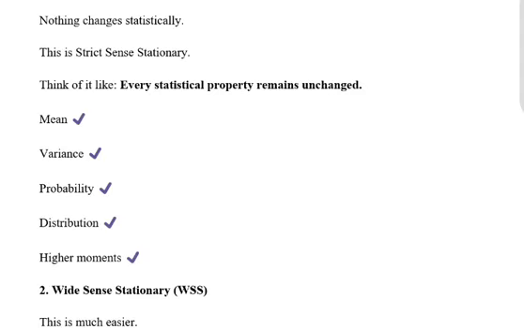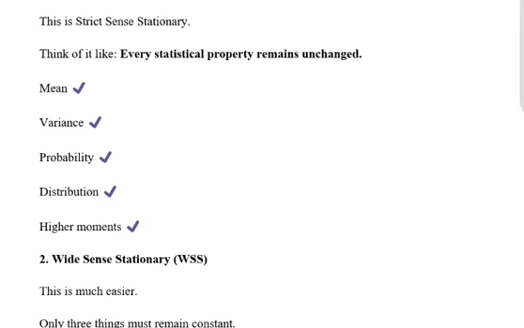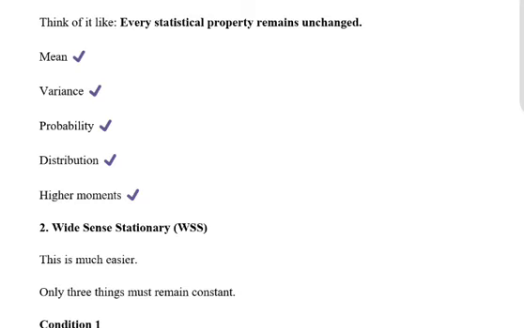When you think of a strict sense stationary process, you can easily say that the mean is going to remain unchanged, the variance is going to remain unchanged, the probability is going to remain unchanged, the distribution is going to remain unchanged, and the higher moments also remain unchanged. Which means even though the values are changing, all these statistical values, which are the mean, variance, probability, distribution, and also the higher moments, remain the same. Then I can call such a process a strict sense stationary process.